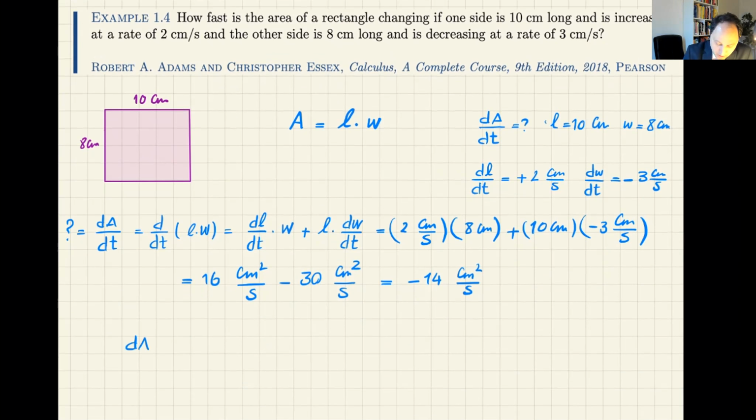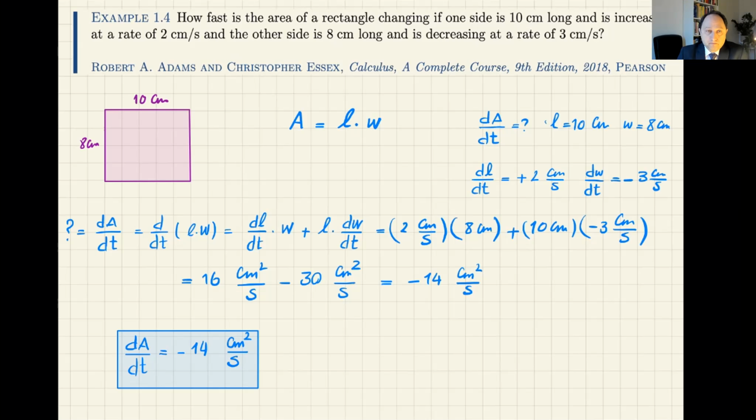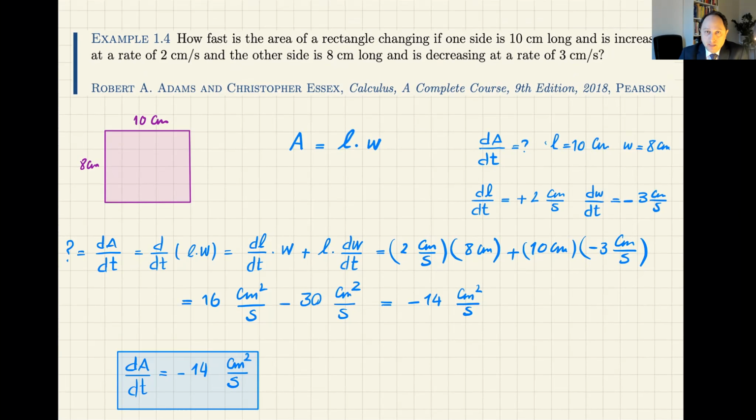The rate at which the area is changing is actually negative. So it means that I should expect to have this area shrinking over time, not increasing. So is that understandable? Yes. Okay, and I think it is also intuitively clear, because one side is shrinking with higher speed.